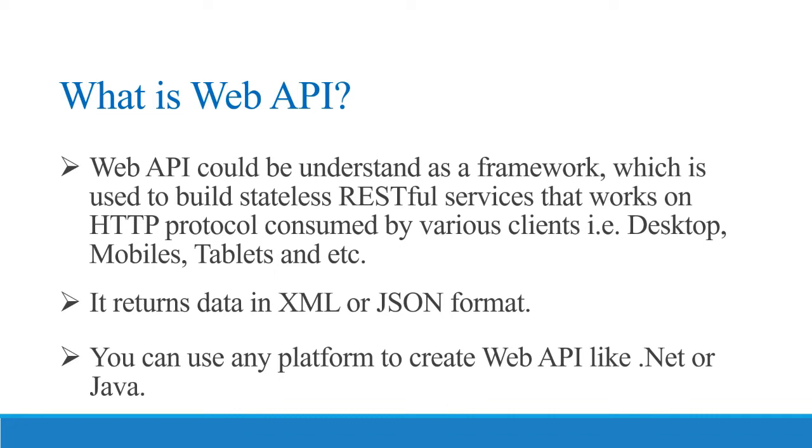So now let's see what is Web API. Basically, Web API could be understood as a framework which is used to build stateless RESTful services that work on HTTP protocol, consumed by various clients like desktop, mobile, tablets, and etc. It returns XML format, or you can return JSON format also as per your requirement. You can set these things in the configuration that we will see in later videos. You can use any platform to create your Web API like .NET or Java. Nowadays you can create your Web API in other languages also. So we will discuss these things later. In this video, we will mainly concentrate on the .NET part.